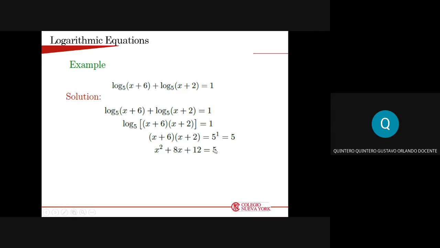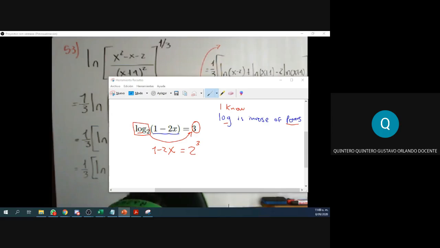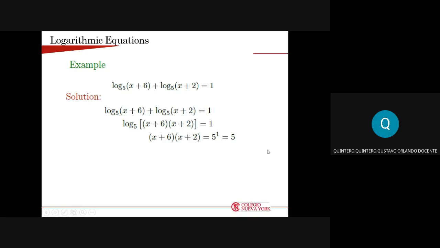From here, we are going to solve this as a quadratic equation. Did you guys remember how to solve quadratic equations? Guys, do you remember or not? All right, what happened with this? Not teacher, I do not much remember. All right, don't worry. You don't have to remember then. I'll do a review for you.